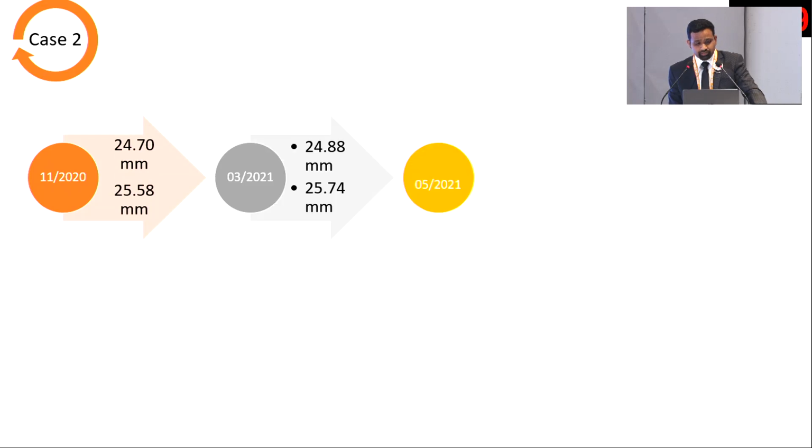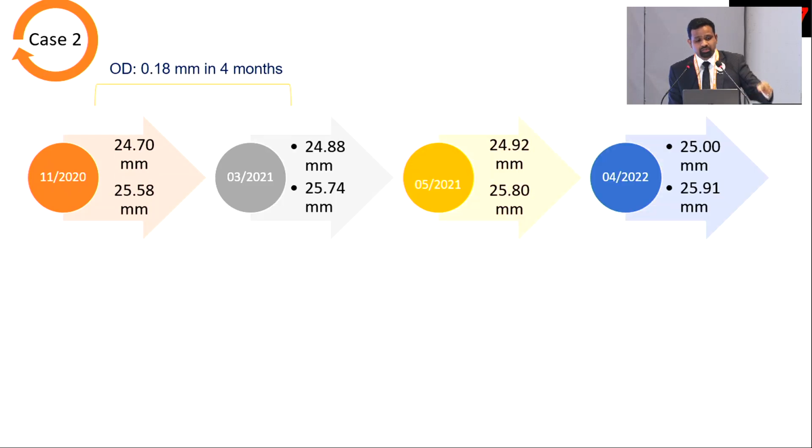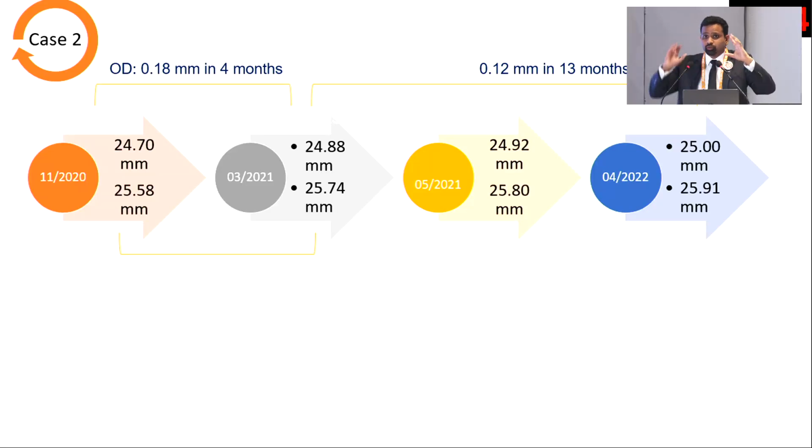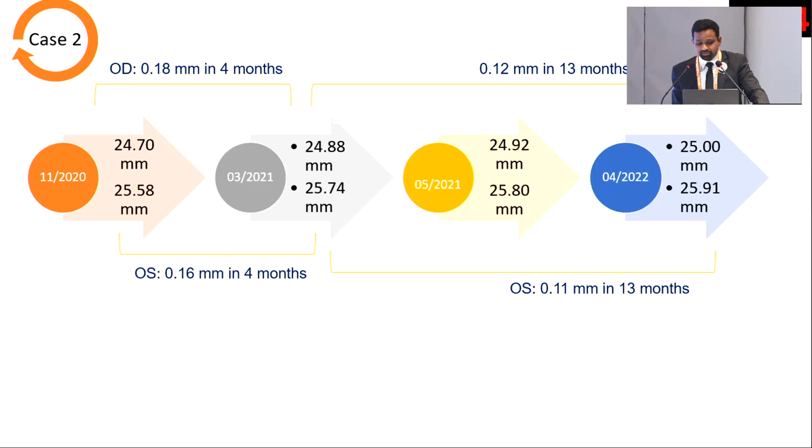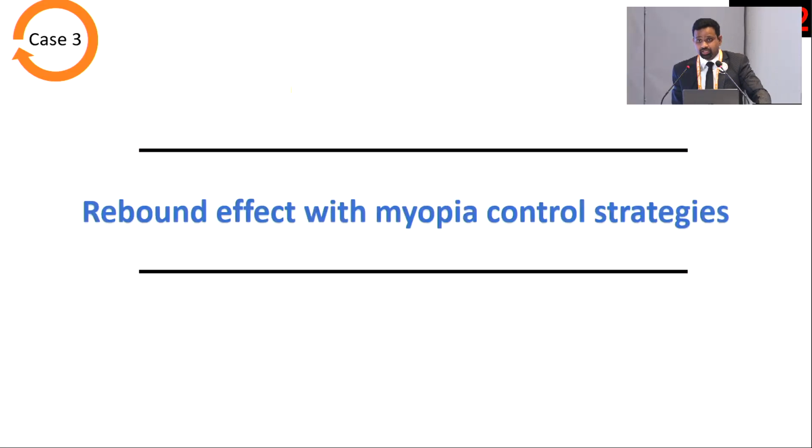Now, bifocal, if you see this in 4 months' time before treatment, in just 4 months, the eyeball length changed by 0.18 millimeter in the right eye. In 1 year, the changes were only 0.12. So whatever you could see in 4 months because of the intervention, our good thing was we could slow or delay that stretch. Same is the case in left eye. Whatever we saw in 4 months, now it went on to show in 13 months.